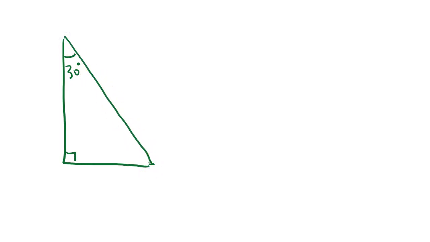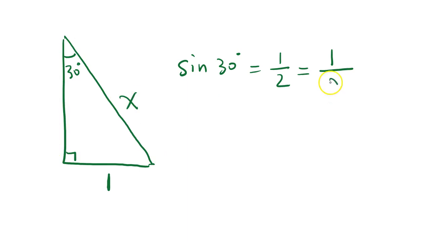So let's say if this side was given to be 1, what would the other two sides be? Well, we could always do sine of 30 degrees equals a half equals opposite over hypotenuse. So hypotenuse, let's call it x here. So when we solve for x, we would know that x is 2.